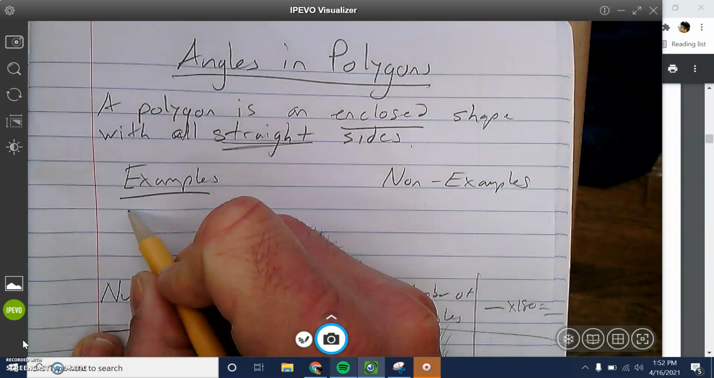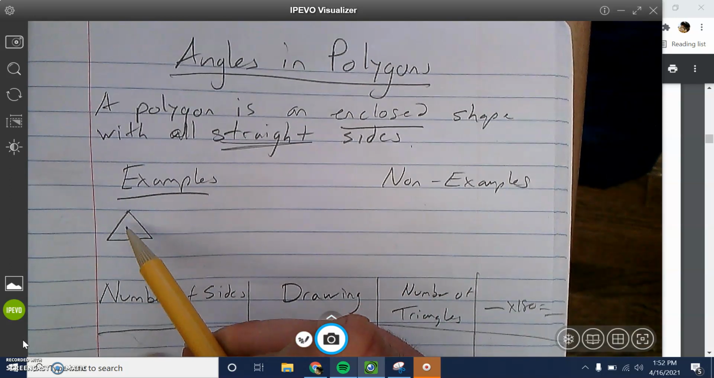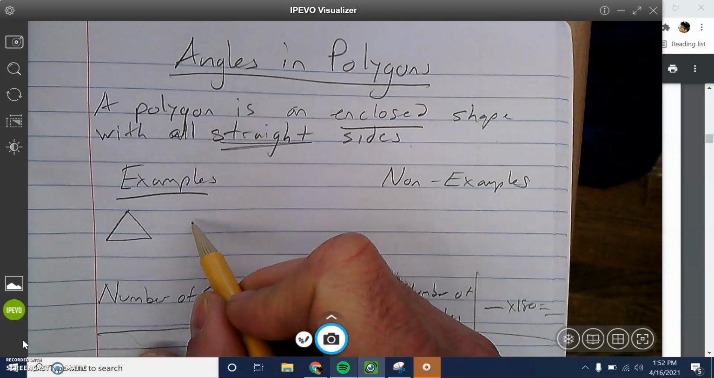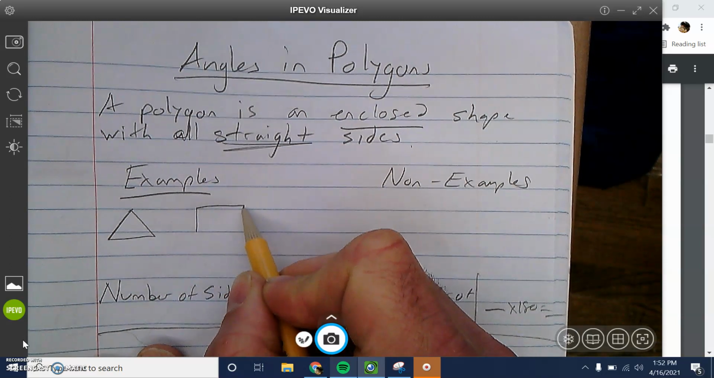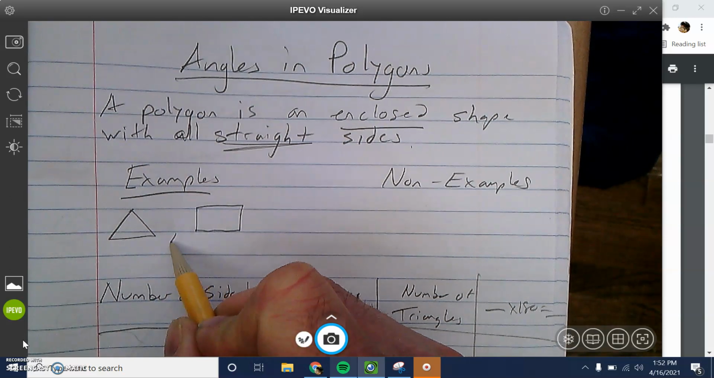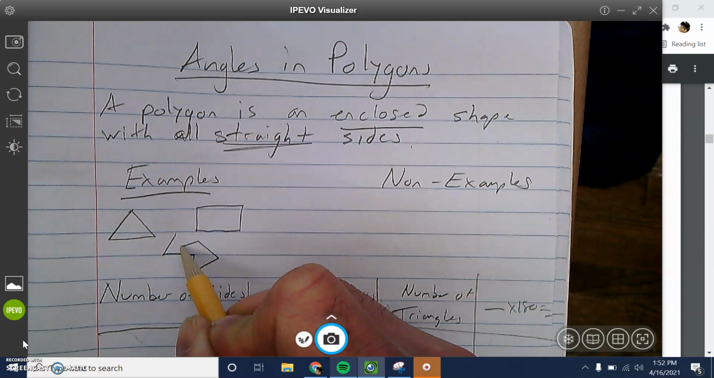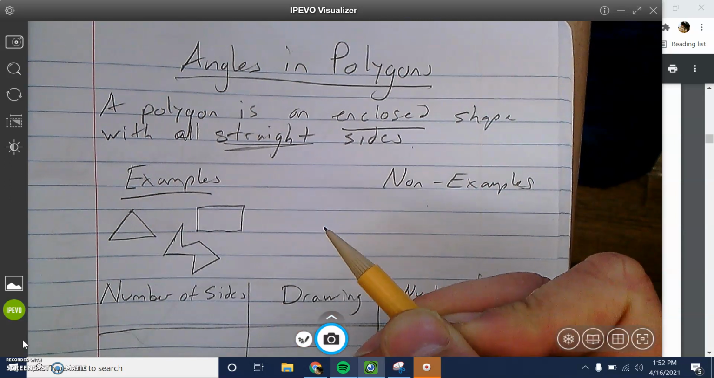So for example, that would be like a triangle. That's a polygon because it's closed and has all straight sides. Maybe like a rectangle, like this. That's another one. Or it doesn't have to be like that. It could be something like this. See, all straight sides and it's enclosed like that.